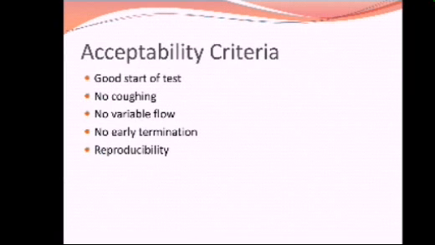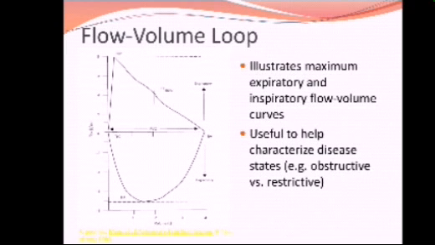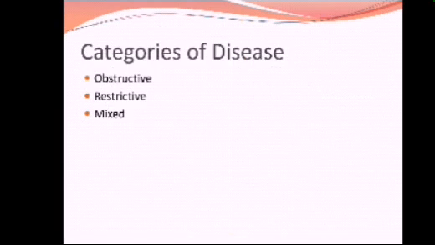Then we need to know about the acceptability criteria. When is the test good to start? When you are not coughing, there is no variable flow, no early termination, and the reproducibility should be good. So the flow-volume loop is very important. It illustrates the maximum expiratory and inspiratory flow-volume curves. It is very useful for seeing whether the diseases are obstructive or restrictive.